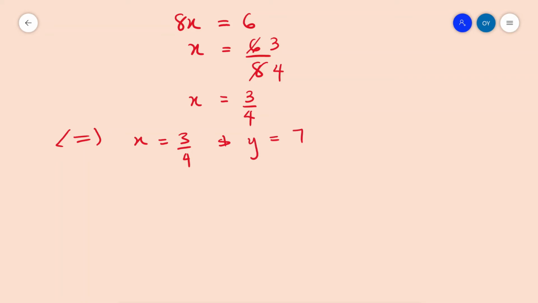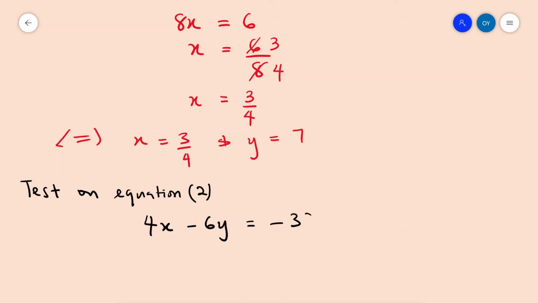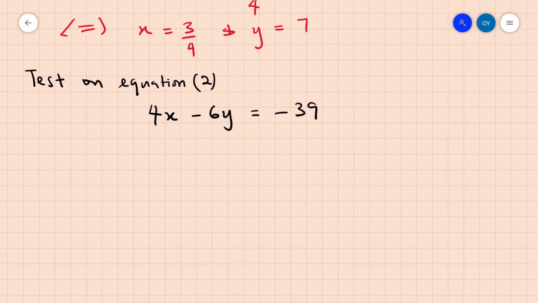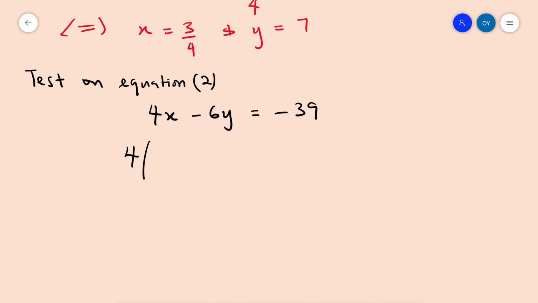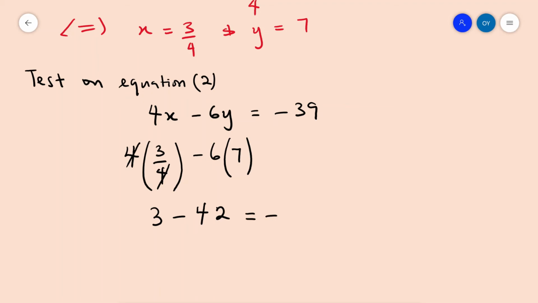So this implies x equals 3 over 4 and y equals 7. So we can test on any of the equations. Here I'm testing on equation 2, which is 4x minus 6y equals negative 39. So we substitute the values of x and y. We have 4(3 over 4) minus 6(7), so this becomes 3 minus 42, and 3 minus 42 is negative 39, and so this is correct.